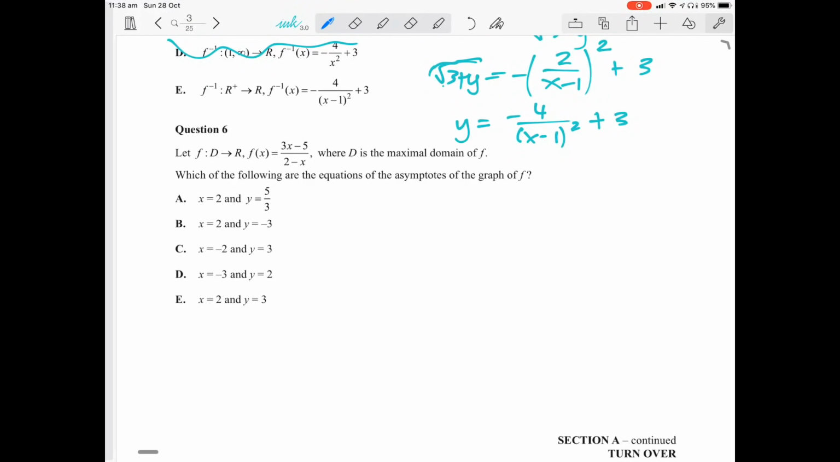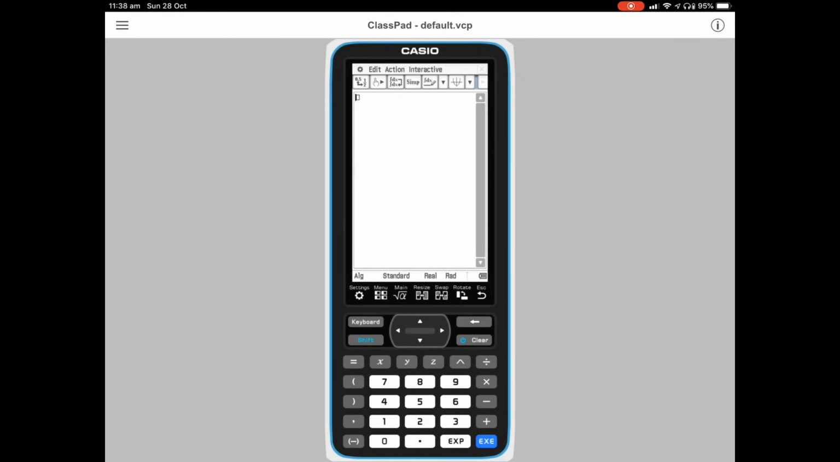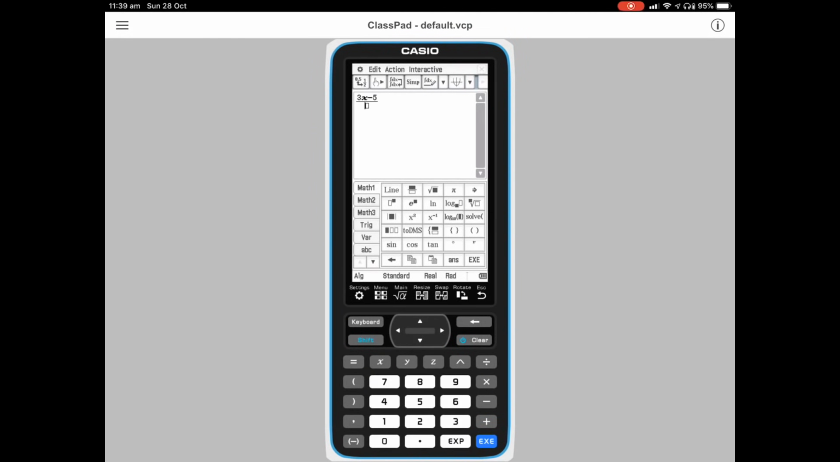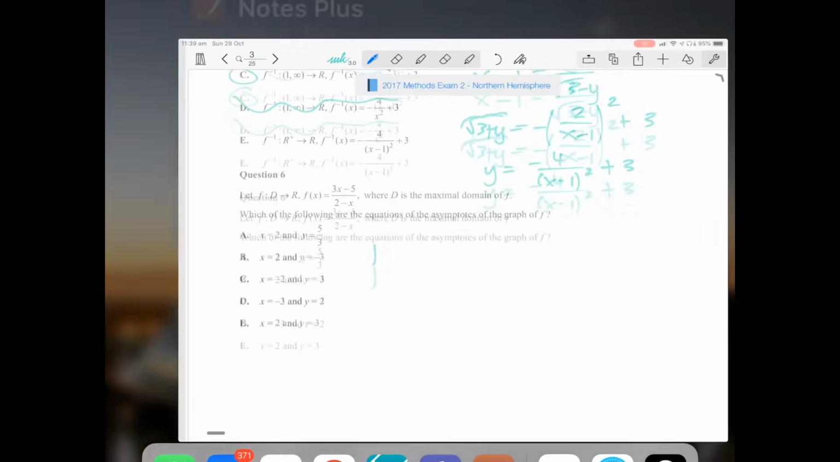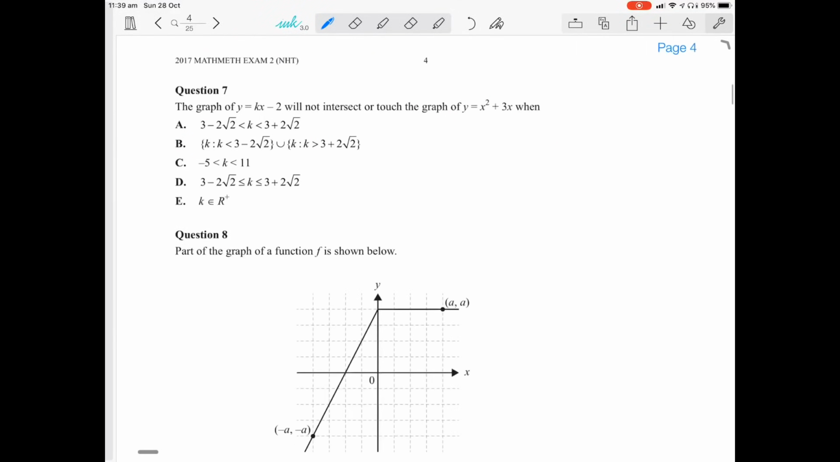Okay, here you can use your CAS. You can use prop frac on your CAS, so 3x minus 5 on 2 minus x. Highlight, transformation, fraction, prop frac. So negative 1 on x minus 2 minus 3. So x equals 2, y equals negative 3, gives us 6b.